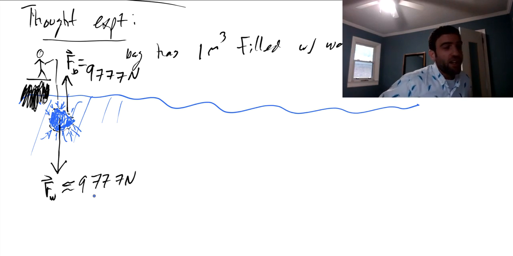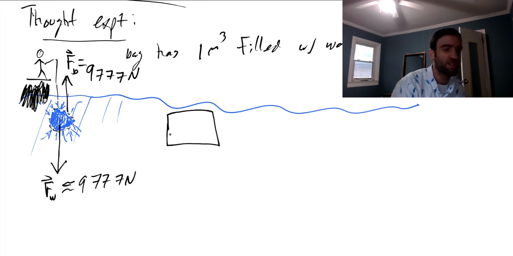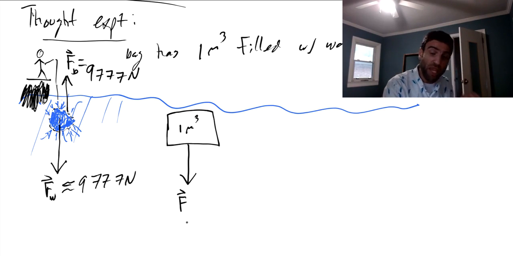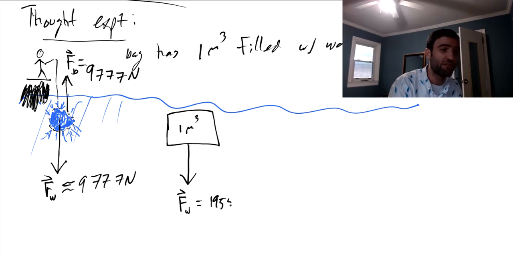Okay. I want to continue thinking about this thought experiment, but now I'm just going to start drawing objects as squares because it's a little bit easier to draw. Suppose I have something which is twice as dense as water. So I still have 1 meter cubed of some substance, but the density is twice as much, so same volume, twice as dense. That means the weight of the object, the force of gravity pulling down, is going to be twice as big, so that's going to be 19,554 newtons. It still occupies 1 cubic meter of space.